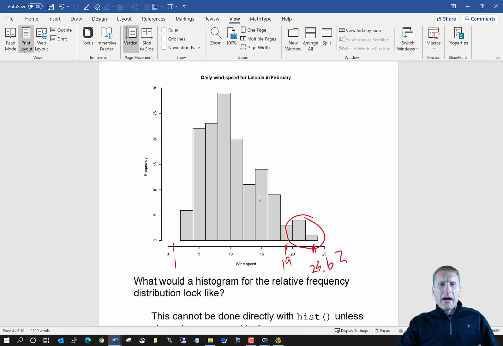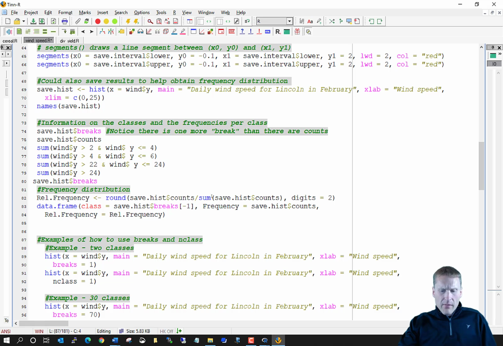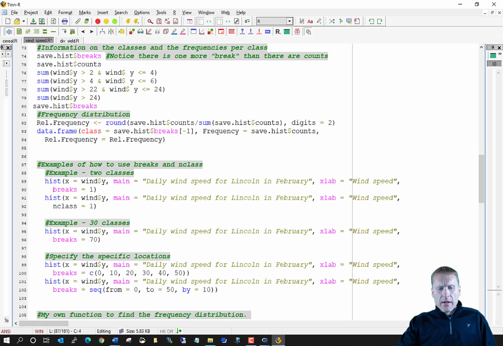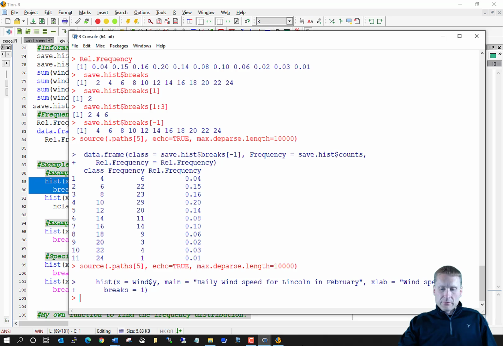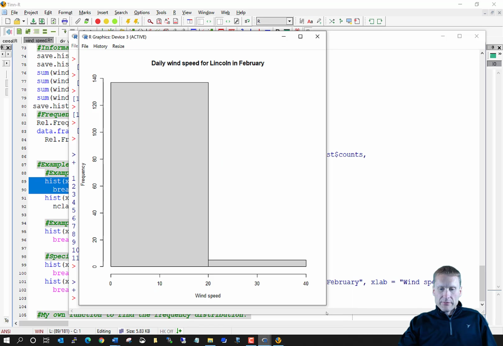So now how do you go about actually choosing your own classes rather than using the default algorithm in R? Well, that's where there's an argument called breaks that will help you out. So if you remember the plot that I just showed you that had just 2 classes, here's how I would draw it. Let me get that plot back. So there's one break at 20. So that's what that corresponds to.